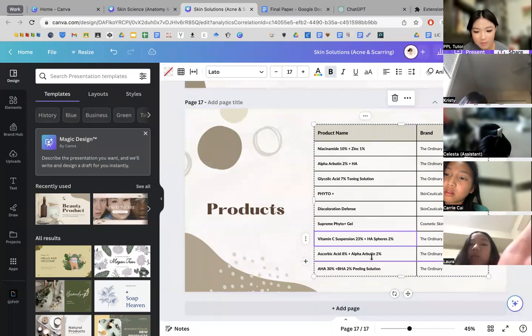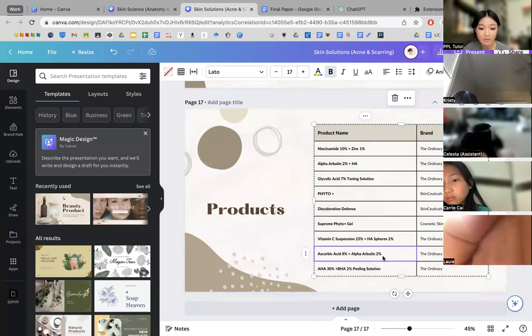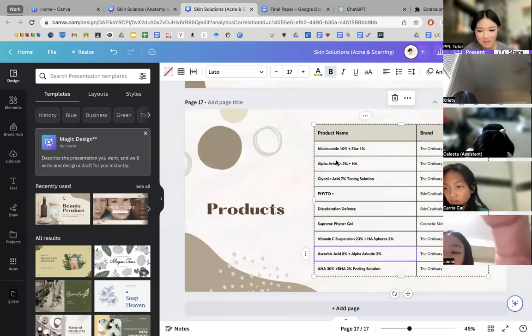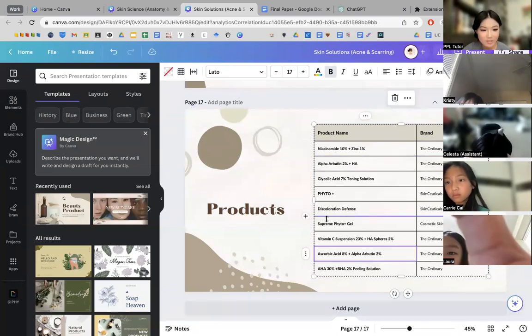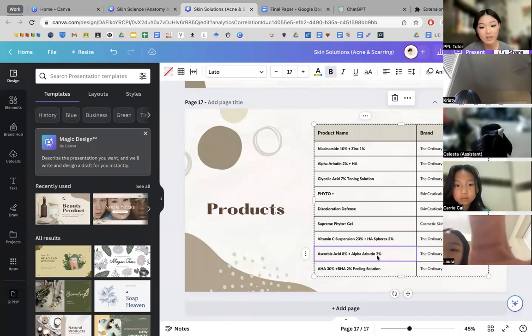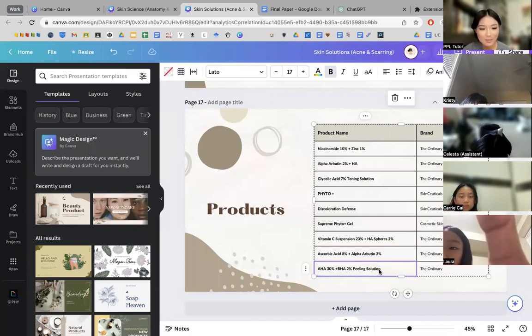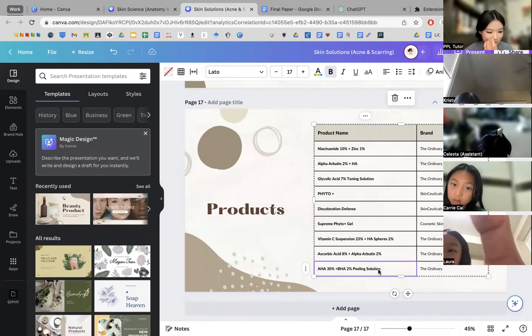And then alpha arbutin and ascorbic acid or vitamin C. This is also a very powerful combo. I haven't really used this one by myself, because I've been just using the niacinamide and the alpha arbutin with a vitamin C moisturizer, but I guess theoretically it should work pretty well, because ascorbic acid and alpha arbutin by themselves work very well. And the AHA 30% and BHA 2% peeling solution. So this one is very famous across the internet. It's this very dark pink peel, and it's very concentrated acid.